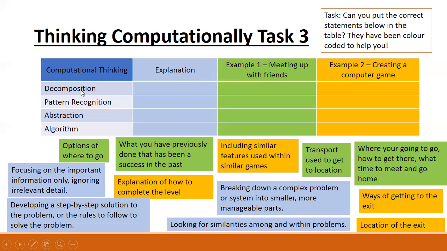Meeting up with friends. So can we say which part of these is a decomposition for meeting up with friends? Yeah, I'm not feeling the last one, because the last one is step by step. So I'm thinking the last one there is going to be algorithm. That's what I'm feeling too. Options of where to go. And so I put that there.